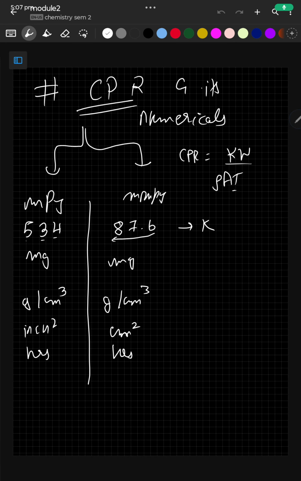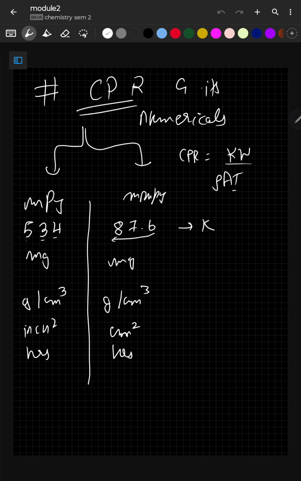So today we'll be doing the next topic, that is CPR, corrosion penetration rate. It can be defined as the rate at which the metal or alloy is getting deteriorated in specific corrosive environments because of electrochemical reactions, or it can also be defined as the amount of weight the metal loses in its thickness during corrosion.